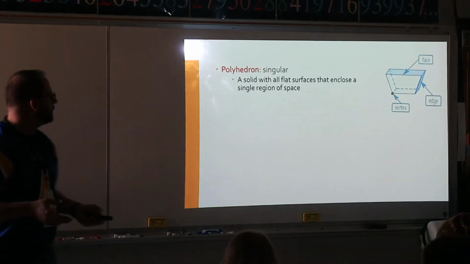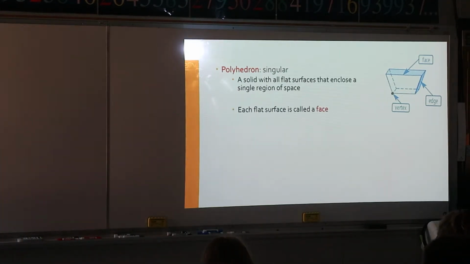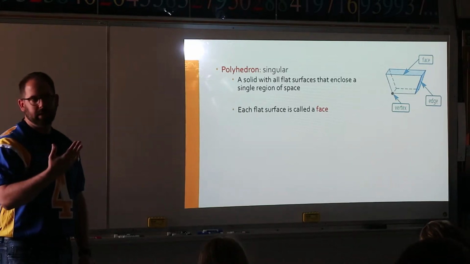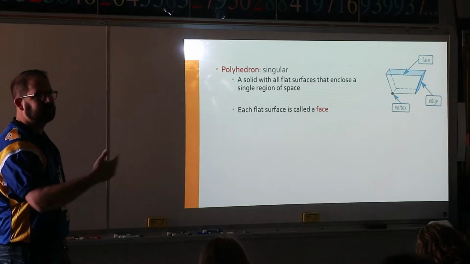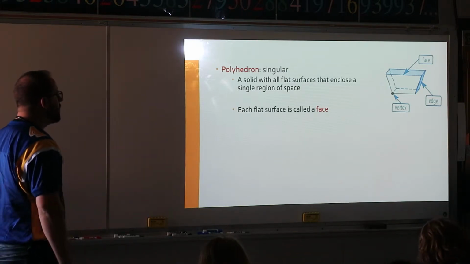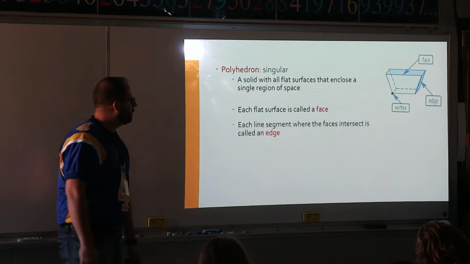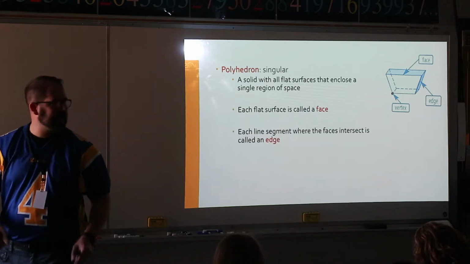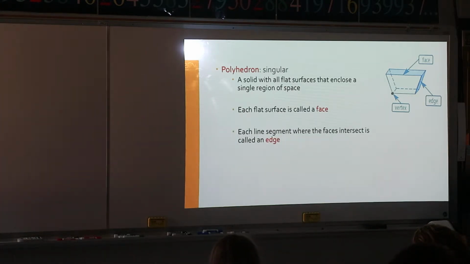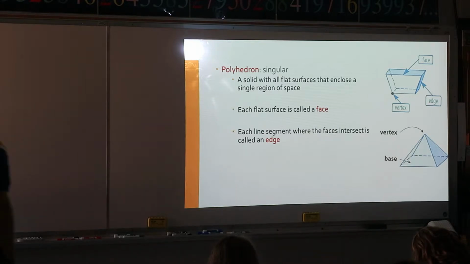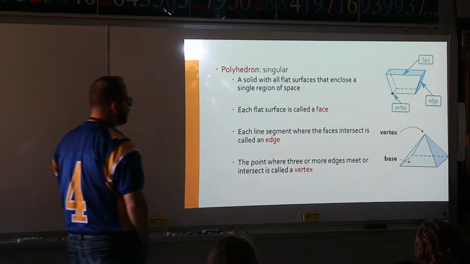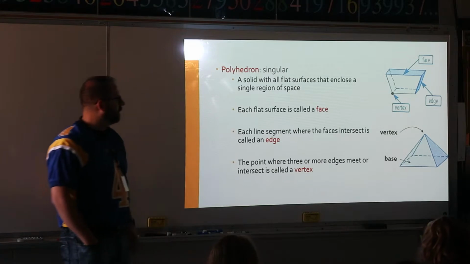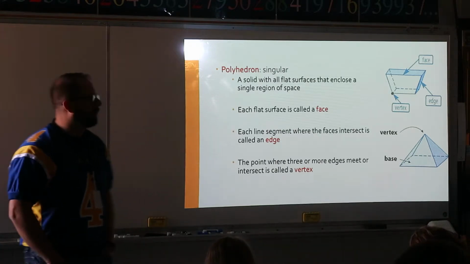Let's talk about a face, right? A face is a flat surface. That's an individual definition. It is a flat surface. It's like a plane, right? Plane could be a flat surface for a polyhedron, right? The edges are those line segments connecting the faces. And then obviously the vertex is where multiple faces come together. And it's a point where three of the edges meet. Three edges meet to make a vertex for a polyhedron.